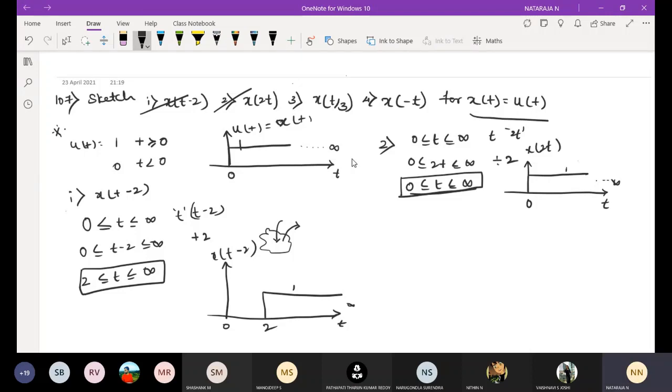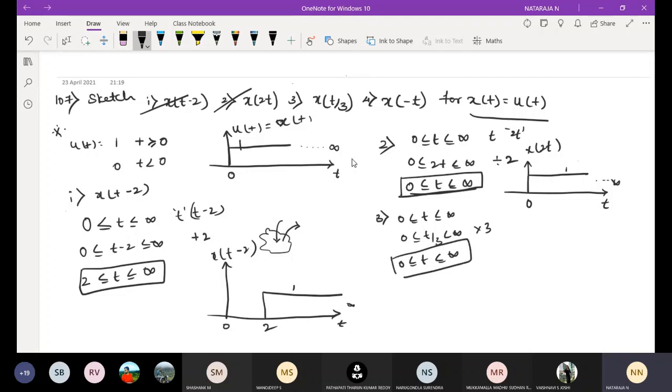Just x of t, x of minus t, it will be the reflection version. Next, take the third one. Third one, 0 less than t less than infinity. t is replaced by t by 3, so 0 less than t by 3 less than infinity. Multiply by 3 throughout the equation: 0 less than t. t by 3 into 3, the 3 gets cancelled, you will get 3. Again you will get infinity.